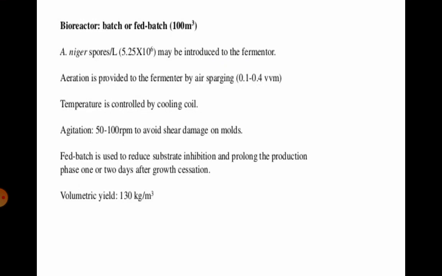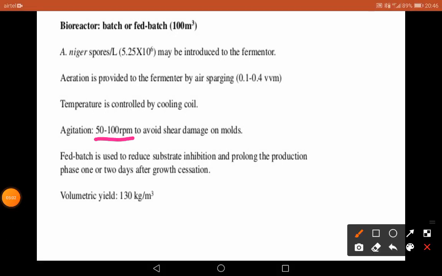The fermentation process can be batch or fed batch. Aspergillus niger spores, around 5.25 × 10^6 per liter, may be introduced to the fermenter. Aeration is provided to the fermenter by air sparging. Temperature is controlled by a cooling coil. Agitation should be around 50 to 100 RPM to avoid shear damage on molds. Fed batch is used to reduce substrate inhibition and prolong the production phase 1 or 2 days after growth cessation. The yield is around 130 kg per m cube.